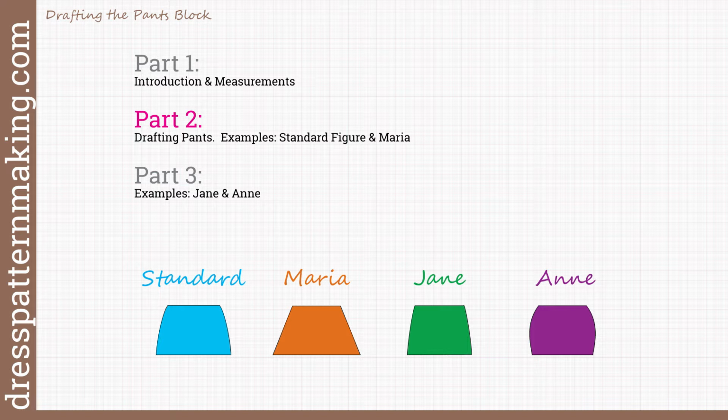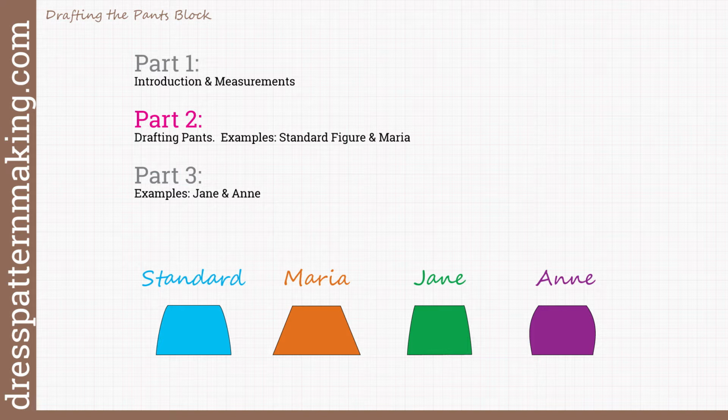In Part 2, in this video, we start drafting the pants. I will first draft the pants for the standard figure, then show a different way of shaping the waist for a figure that has a proportionally small waist and upper hips, as in the triangular figure. I will then draft the pants back for the standard figure, then cover getting the extra crotch length needed for the triangular figure. In Part 3, I will go through shaping the waist, the front and the back for the other 2 figure types, for Jane and Anne, the square and apple shape figures.